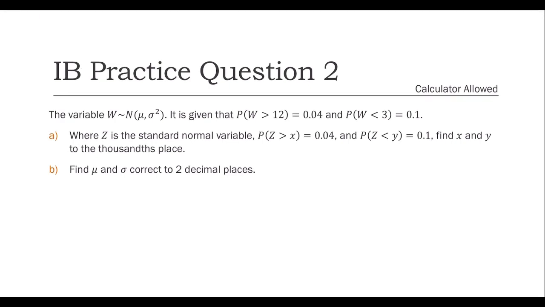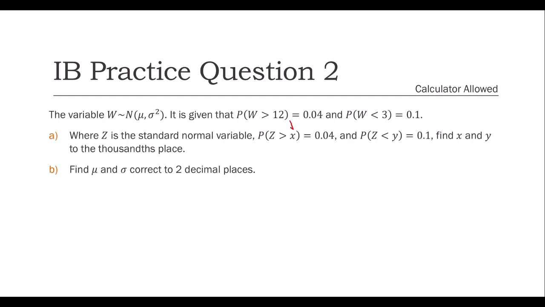Now we have our second IB practice question. It says the variable W is a normal distribution with a mean of mu and a standard deviation of sigma. It is given that the probability that W is greater than 12 is 0.04 and the probability that W is less than 3 is 0.01. Part A says, where Z is the standard normal variable, the probability of Z is greater than X equals 0.04 and the probability that Z is less than Y is 0.01. Find X and Y to the thousandth place.